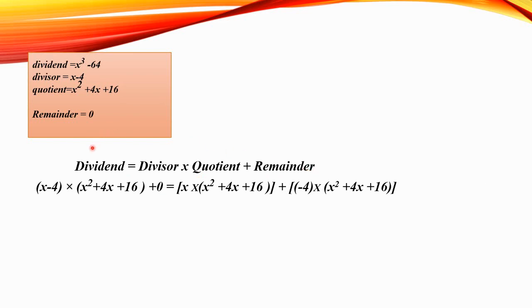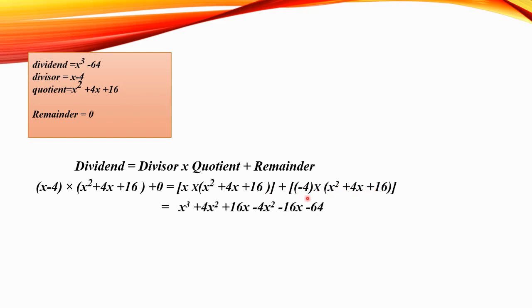Now our dividend was x raised to power 3 minus 64. So we are multiplying x minus 4, that is the divisor, into quotient x square plus 4x plus 16, plus 0. And 0 is the remainder here. So we will multiply each term with the second polynomial. So x into x square plus 4x plus 16, plus minus 4 into x square plus 4x plus 16, as we have seen in the multiplication of polynomials.